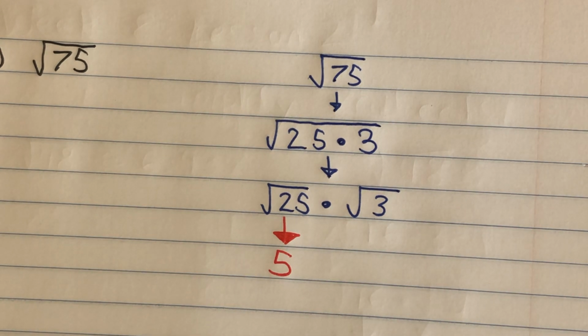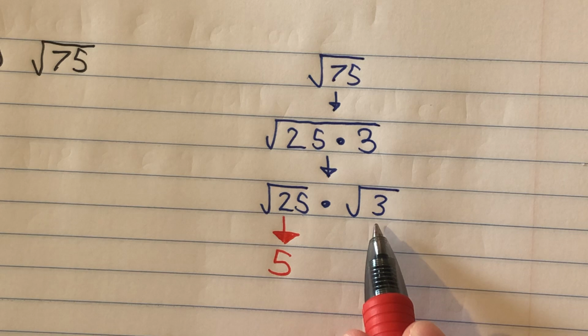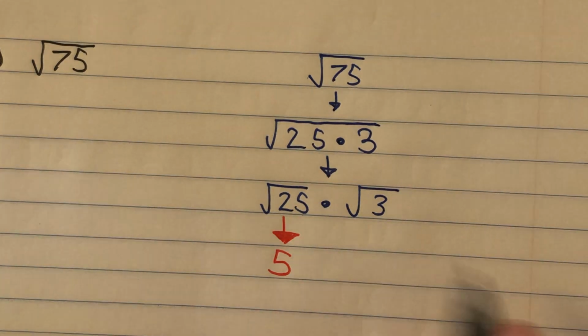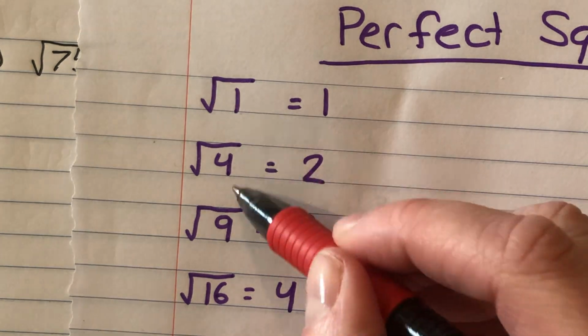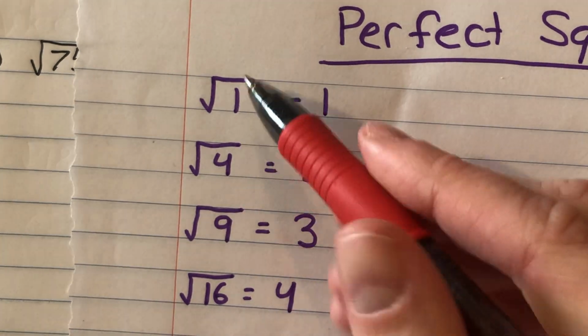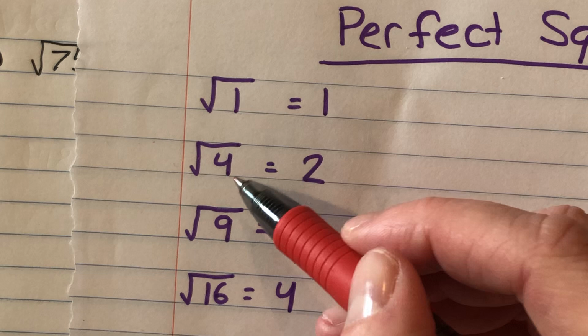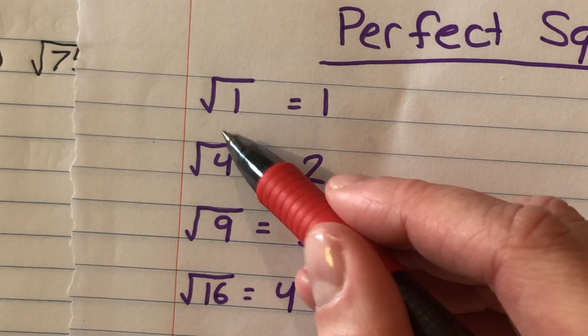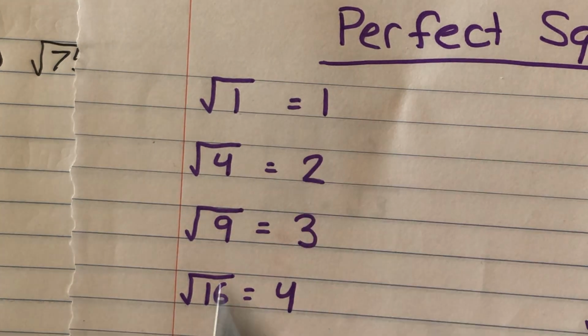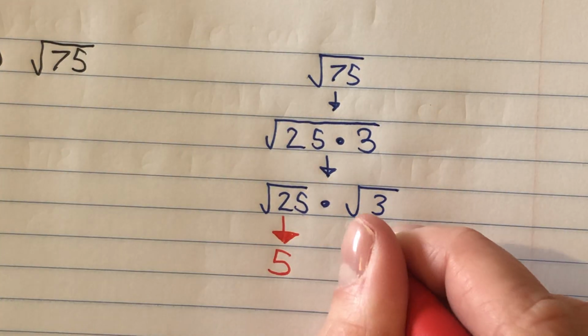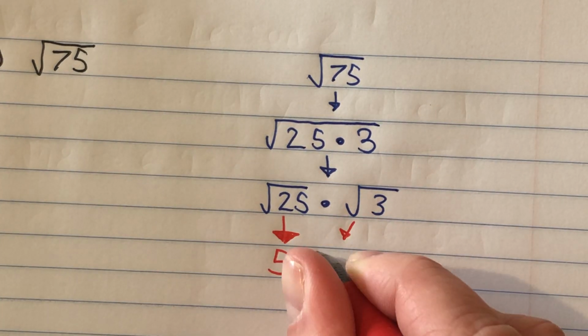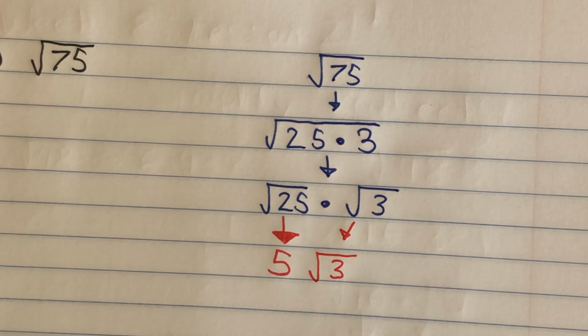The square root of 25 is 5. The square root of 3 is not a perfect square, and also is not divisible by any of the perfect squares. We can see that it falls between 1 and 4, and everything is divisible by 1, so that does not help us simplify. So then we're just going to go ahead and rewrite it. It's going to be the square root of 3.